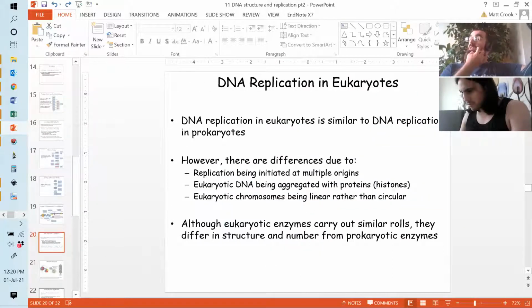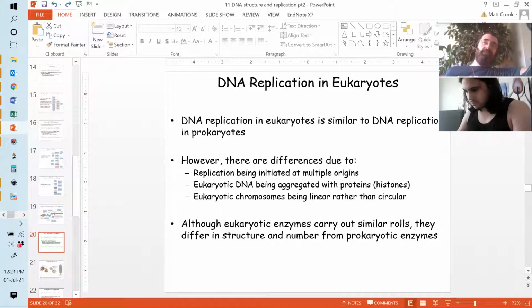Okay, so eukaryotes. Obviously, eukaryotes are a little bit different. One of the biggest differences is that eukaryotes have linear chromosomes, right? And they're large as well. So we have to have multiple points of replication or origins of replication. It causes big issues with the ends of the chromosomes, and we'll get into why in a little bit.